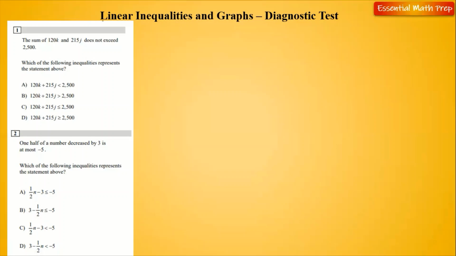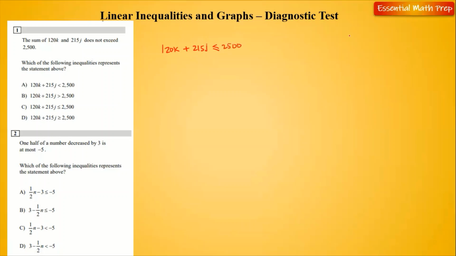The first two problems, you're given a statement and you're expected to convert that statement into an algebraic expression containing an inequality, right? So the first part of the statement is very easy. It says sum of 120K and 215J. So all you have to do is just add the two terms. Now, that in itself is not giving away the opportunity to eliminate any of the choices. But it's only the second part that actually has what you need, does not exceed. That means this whole thing can have a maximum value of 2500 or below. That means it's less than or equal to 2500.